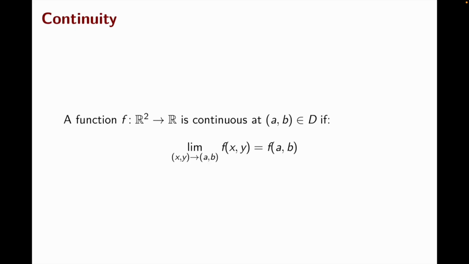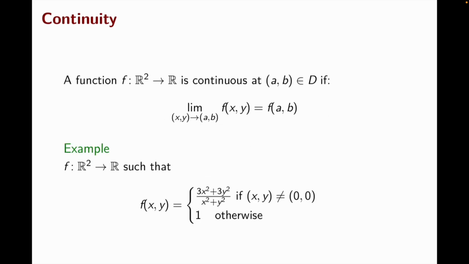Well, the continuity of a function at a particular point is defined the same as it is defined for one variable. So we have to have existence of the limit, and the limit has to be the same as the value of the function at the point. So for instance, let's see that we have a function that is defined in this way. First, we need to calculate the limit, to see if that limit exists. So let's calculate the limit of (3x squared plus 3y squared) divided by (x squared plus y squared) when (x, y) goes to (0, 0).